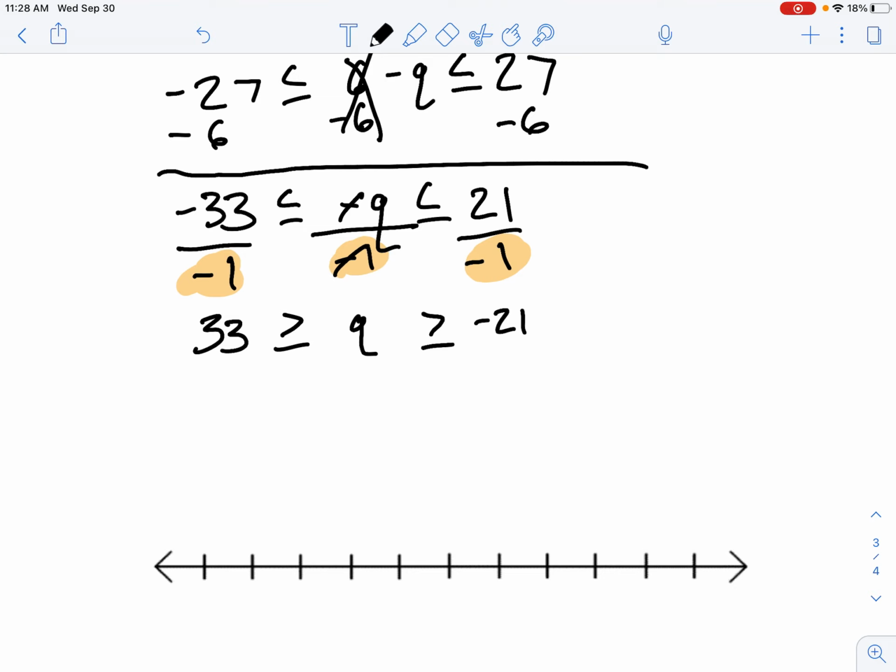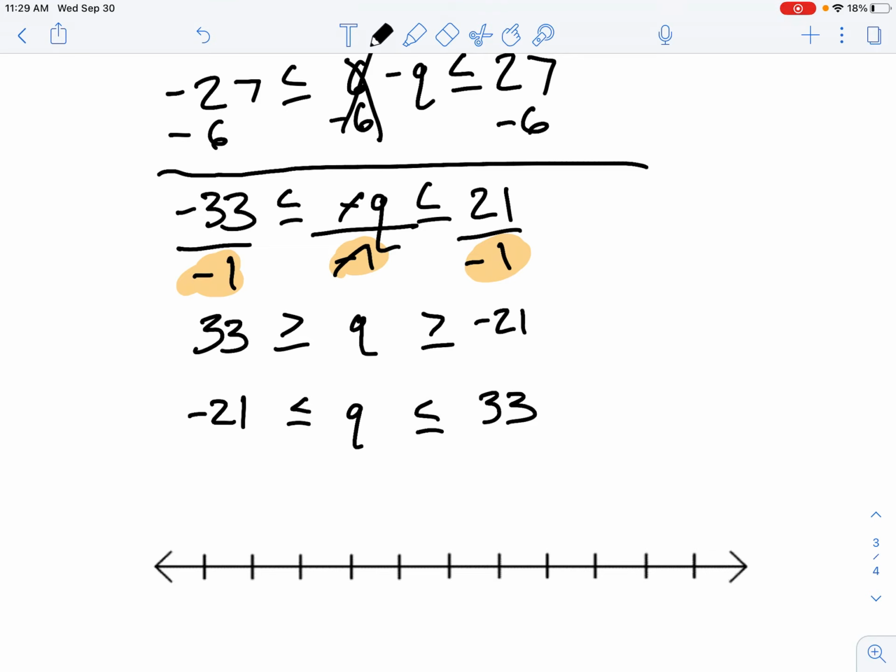Now, I cannot graph this yet until I get my lowest number on the left side, and this is always the tricky part. My lowest number here is negative 21. My 33 is my bigger number. Q is still in the middle. If I flip those around, I also have to flip my signs around. So it's going to have to go this way.